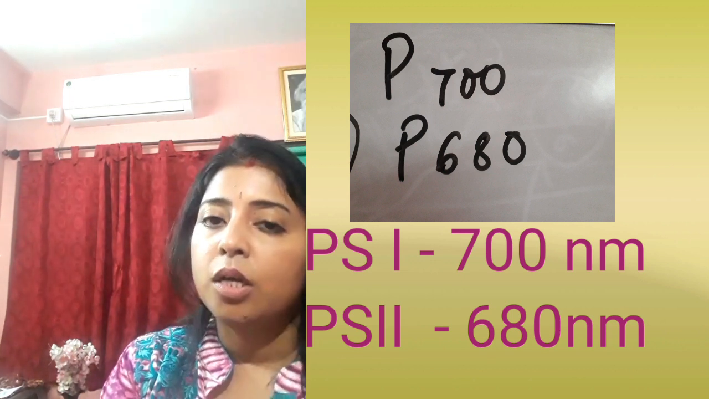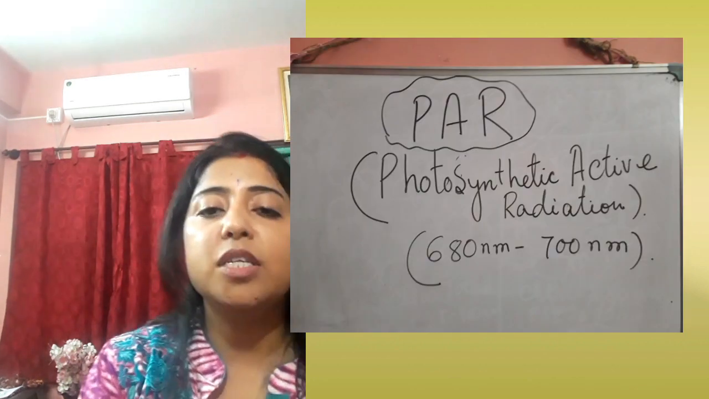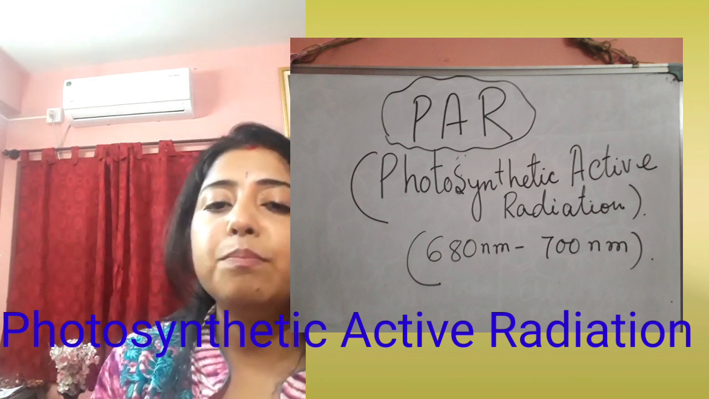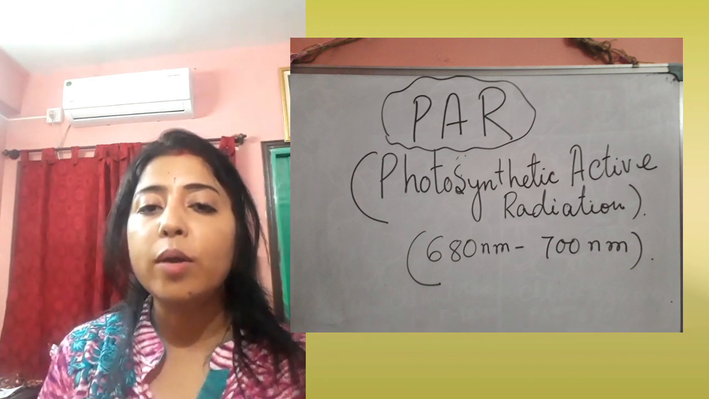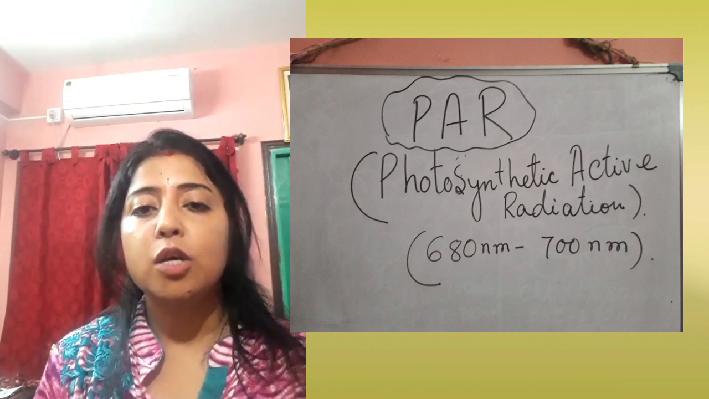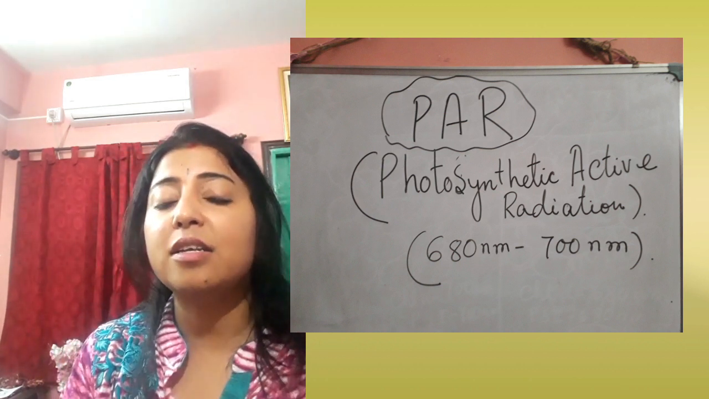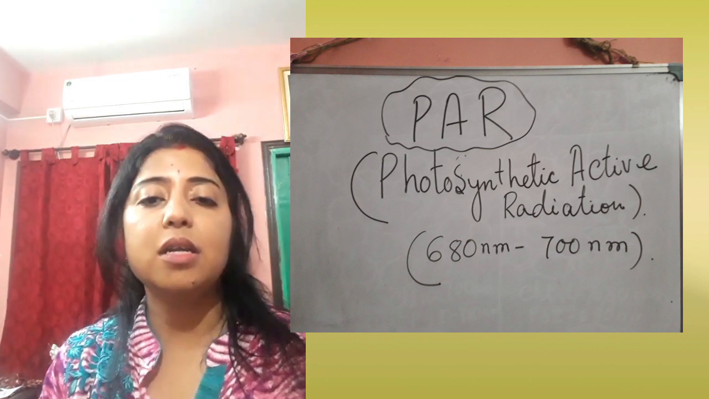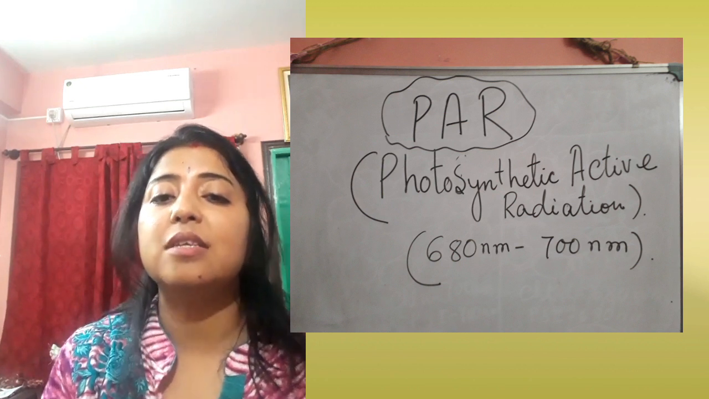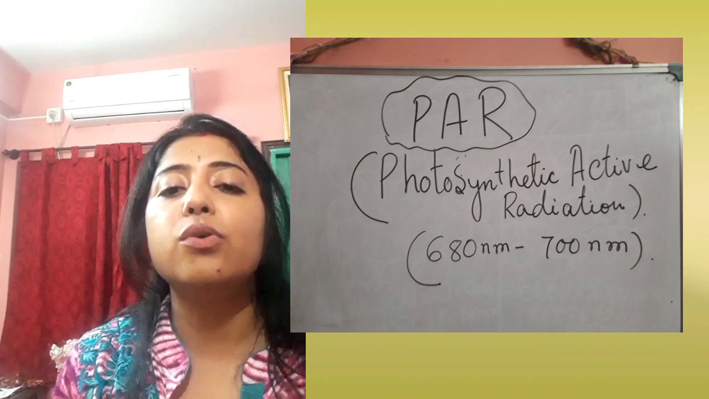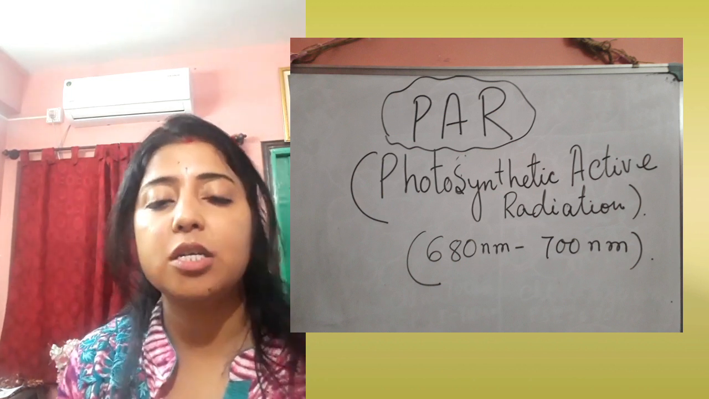Another thing I want to discuss is PAR, that means photosynthetic active radiation. I told you that for PS1 and PS2 the wavelengths range between 680 nm to 700 nm. So PAR means photosynthetically active: between 680 nm and 700 nm the rate of photosynthesis is higher, that it will be highly activated. That is the photosynthetic active radiation.